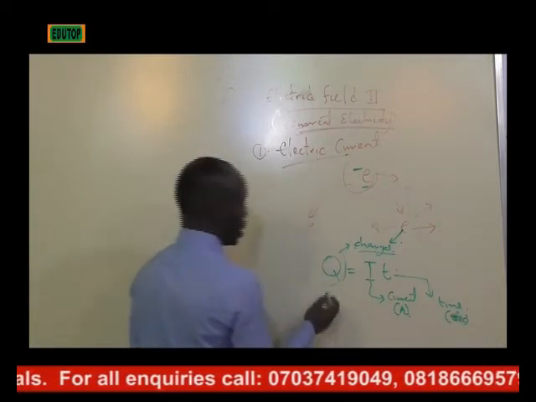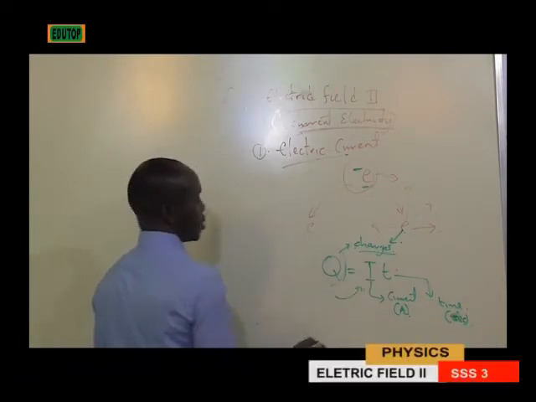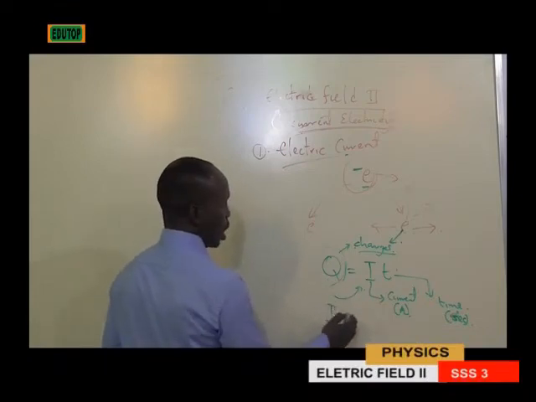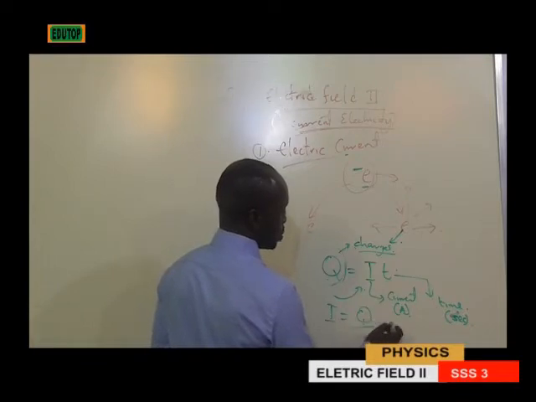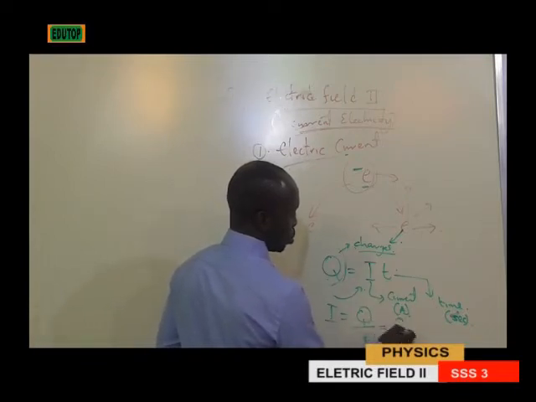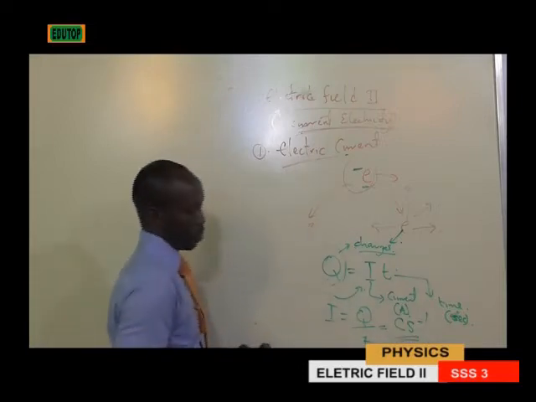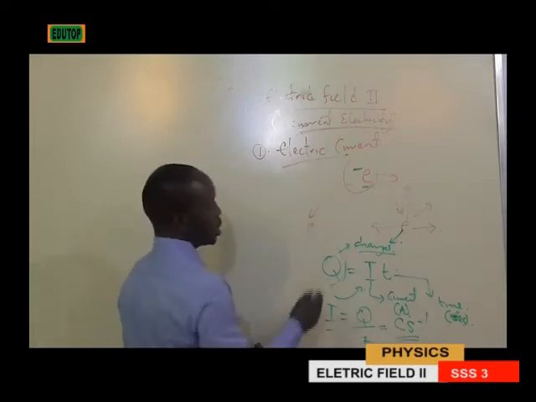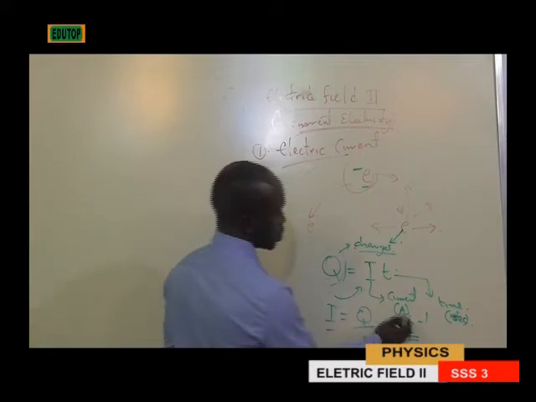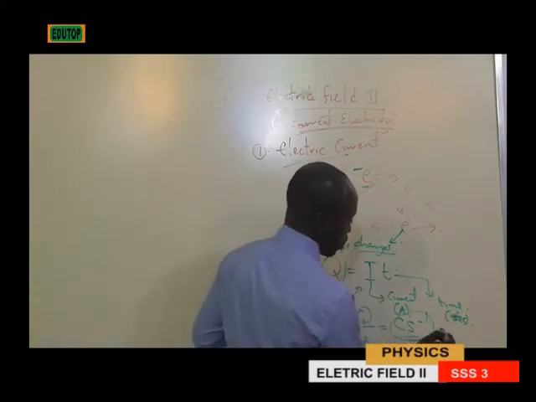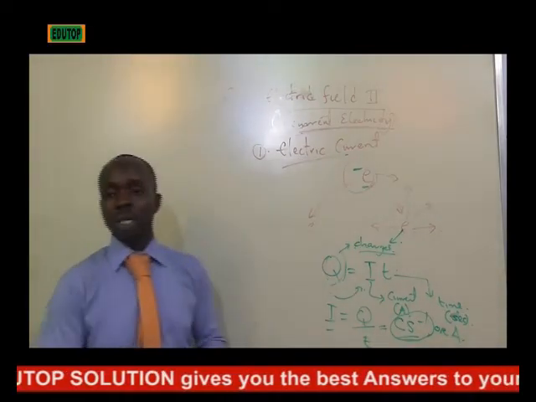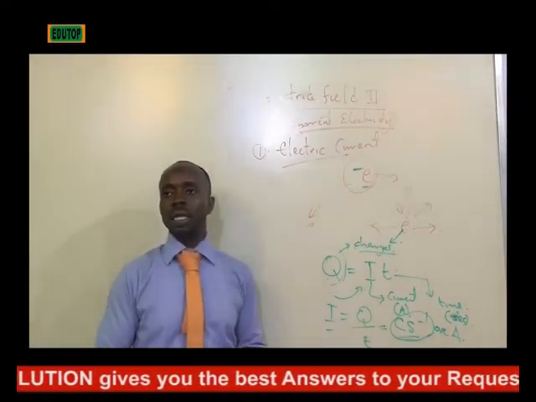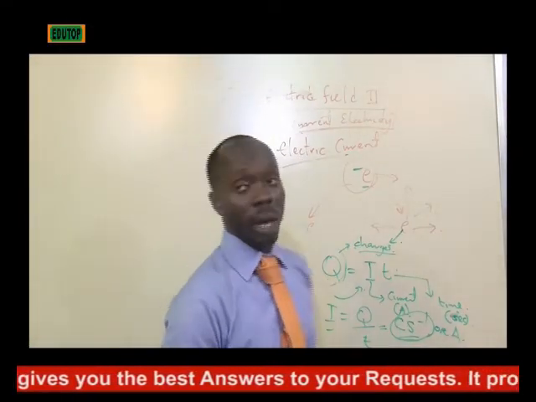So if we must obtain our current from here, you just make I the subject of the formula. So your I will become Q over T, where your Q is measured in coulomb. So your SI unit of current could be coulomb per second. We said the SI unit for current is amps, so you can also use coulomb per second or amps. So those are the little breakdown when it comes to current electricity.